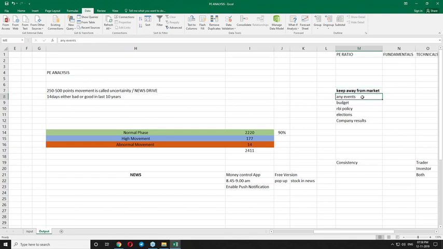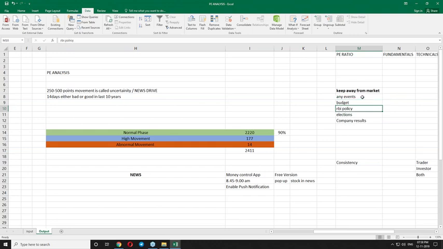On RBI monetary policy day, what you can do is avoid trading in Bank Nifty, and stocks related to banks, public sector banks, private banks and financial services. Straight away ignore those stocks on that particular day. Trade in the pharma sector or the steel sector. So you are avoiding the risk.